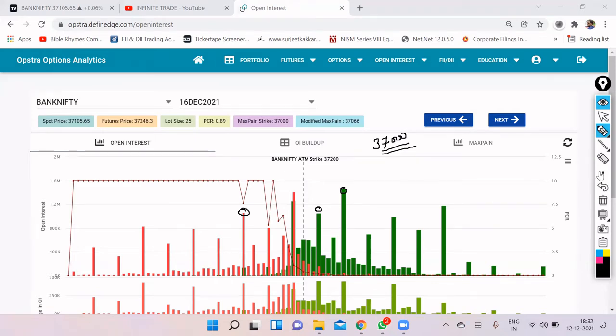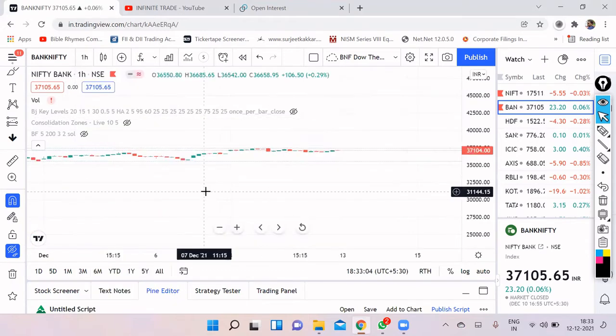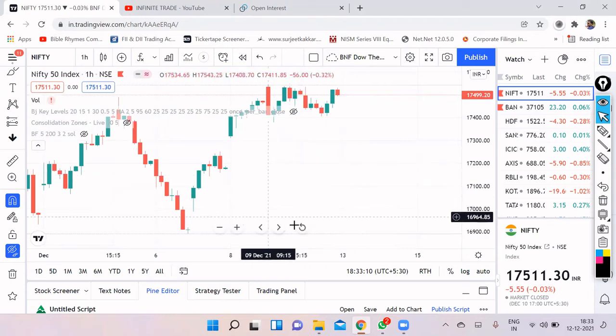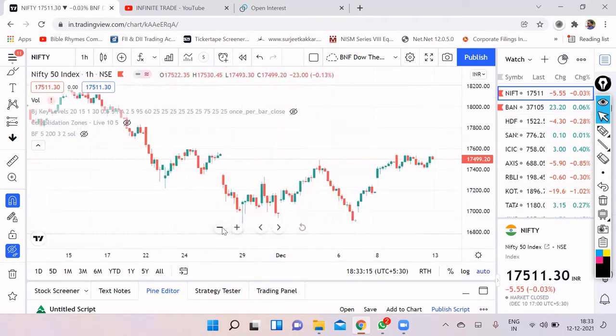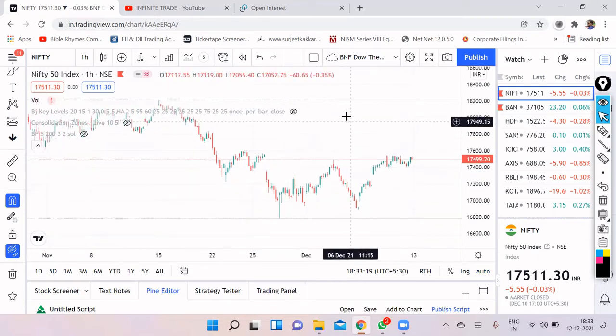Now let's see what the chart has to say. Let's quickly move on to a smaller time frame. There's something which I just realized the other day. On Friday I said that Nifty's bullish zone would be 17,600. I'm extremely sorry, that was my mistake. It is not 17,600 but 17,800.